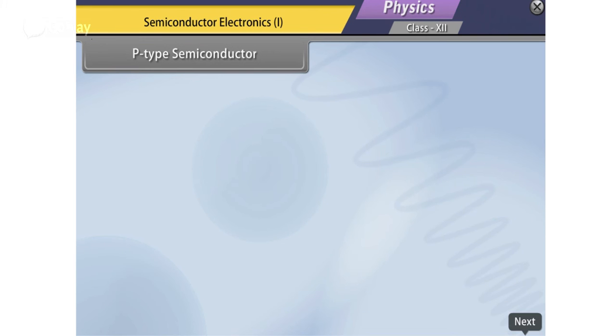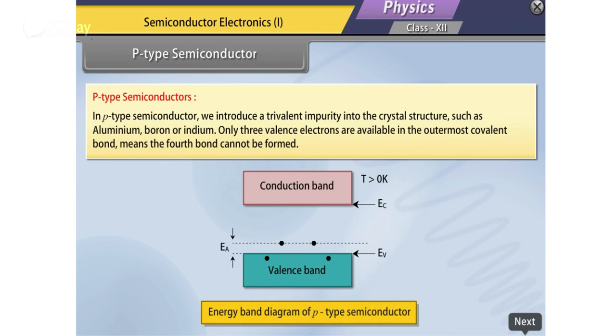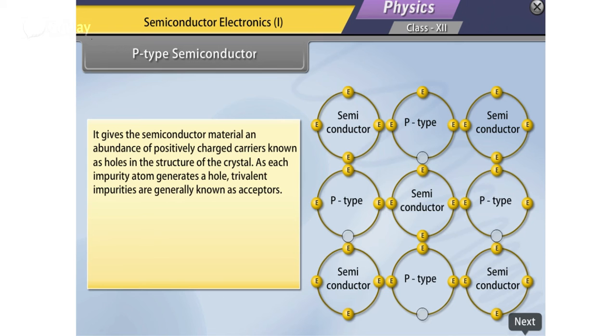P-type semiconductors. In P-type semiconductor, we introduce a trivalent impurity into the crystal structure, such as aluminium, boron or indium. Only 3 valence electrons are available in the outermost covalent bond, which means the 4th bond cannot be formed. It gives the semiconductor material an abundance of positively charged carriers known as holes in the structure of the crystal.